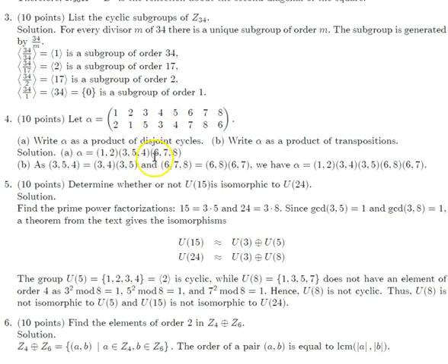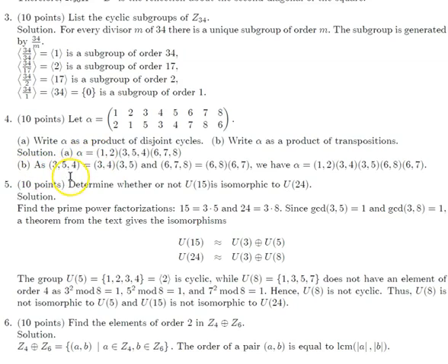We open a new cycle and write the smallest number not written yet. It is 6. Then after 6 we write 7. After 7 we write 8. After 8 we write 6. But 6 is already written, so we just close the cycle. So all the numbers from 1 to 8 are written now, and we stop. This is the cycle decomposition of alpha as a product of disjoint cycles.